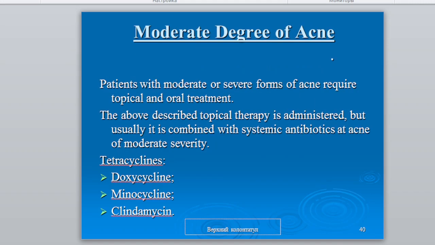Next, moderate degree of acne. Patients with moderate or severe forms of acne require topical and oral treatment. The above described topical therapy is administered, but usually it is combined with systemic antibiotics at acne of moderate severity: tetracyclines, doxycycline, minocycline, clindamycin.